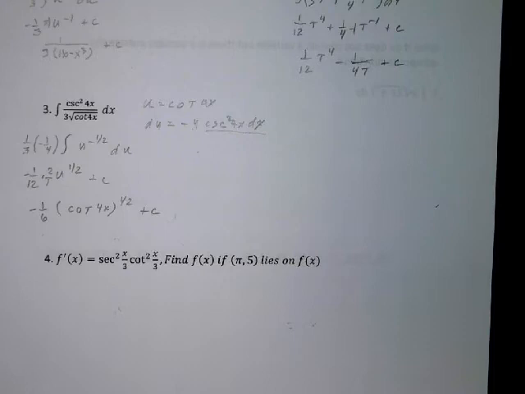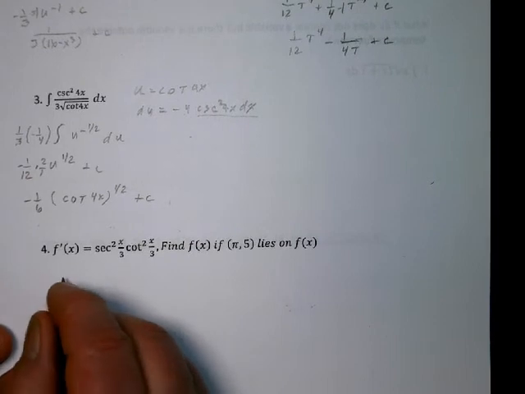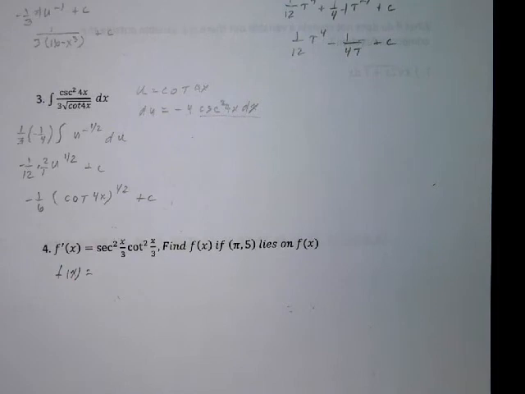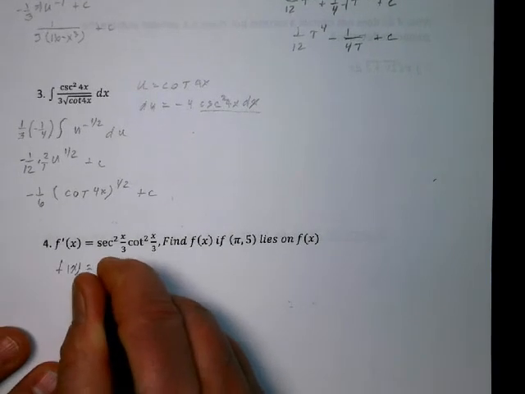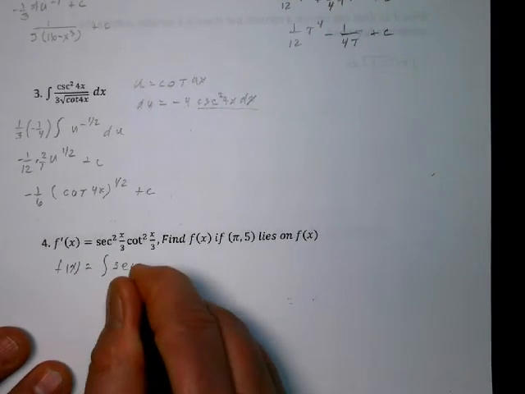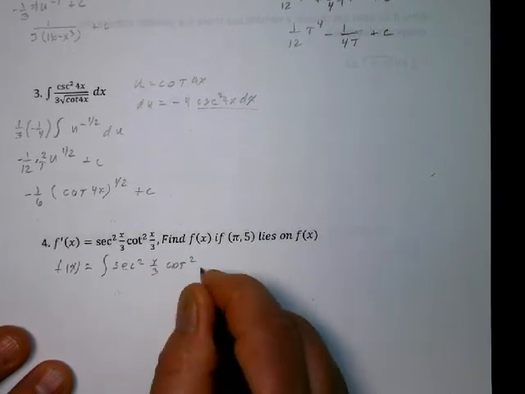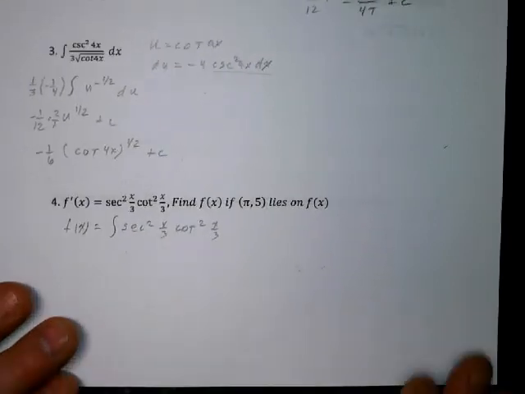All right, number 4. f prime of x equals secant squared x over 3 times cotangent squared x over 3. Find f of x if pi comma 5 lies on f of x. So f of x is going to equal the integration of secant squared x over 3 cotan squared x over 3.